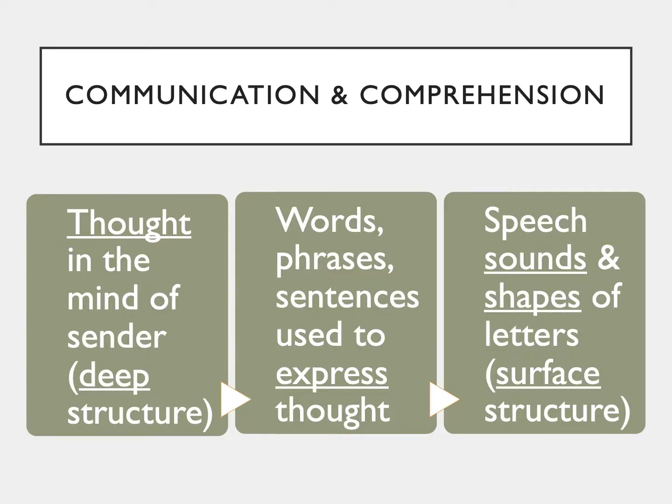So what do we mean when we refer to communication and comprehension? If you look at the 3 steps below and you read them from left to right, that demonstrates communication. So it starts with the thought in the mind of the sender. This is the deep structure that the sender is intending to communicate. The sender then chooses words, phrases, and sentences to express their thought. From there, speech sounds and shapes of letters, otherwise known as surface structures, are chosen to create those words, phrases, and sentences. Now, what about comprehension?